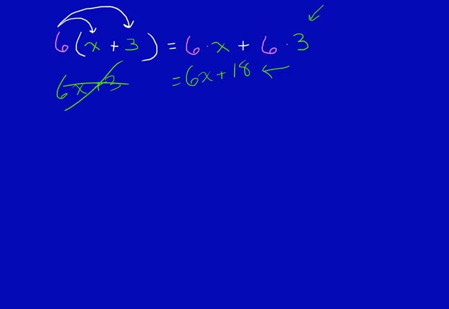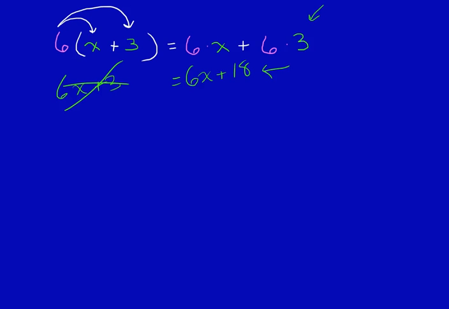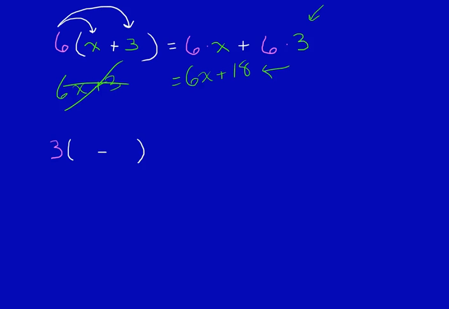Let's look at the other one here. 3 times the quantity of 2 minus 4z. So this isn't that different. The only difference is we're dealing with a negative number inside of the group, whereas before we had 2 positive numbers. Let me double check that again. 3 times the quantity of 2 minus 4z.